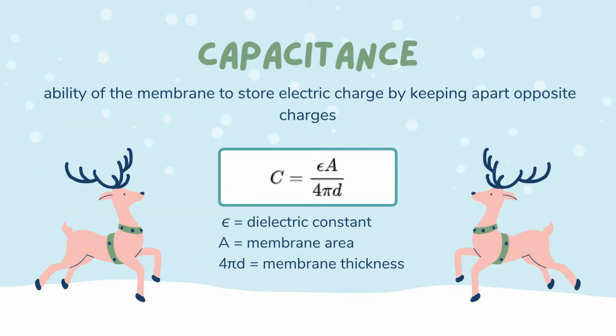Capacitance in the context of a cell is the ability of the membrane to store electric charge by keeping apart opposite charges. Capacitance is described by the equation shown in this slide, where epsilon is the dielectric constant, A is the membrane area, and 4 pi d is the membrane thickness.